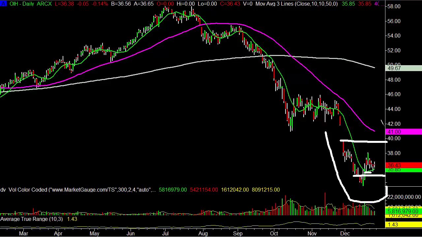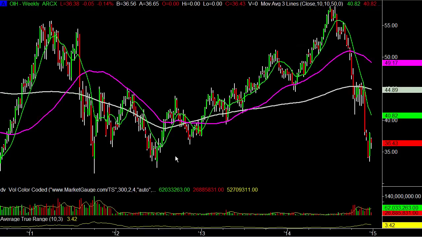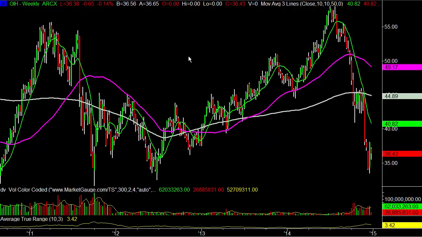And with any luck, maybe this was just a huge flush here. If you look at the weekly charts, you can see that OIH is down near some pretty historic levels, or historic, certainly going back 3-4 years. These lows are being tested. So like I said, even if it just bounces back up to 40, the risk reward on this trade looks good.